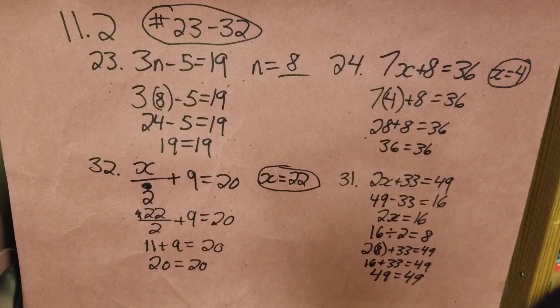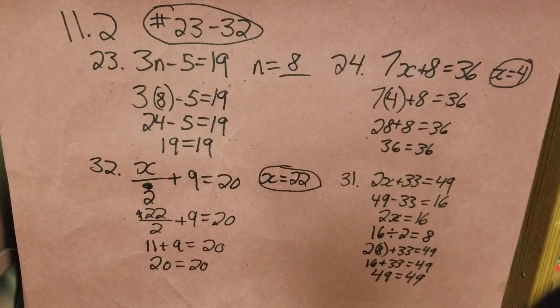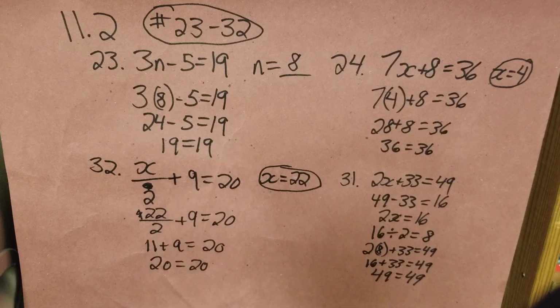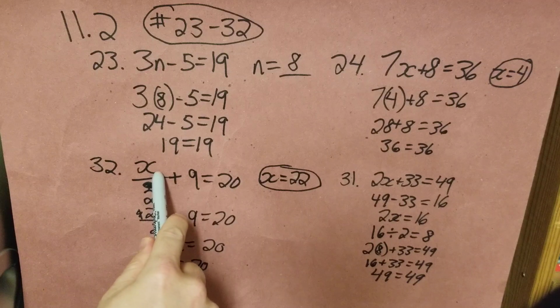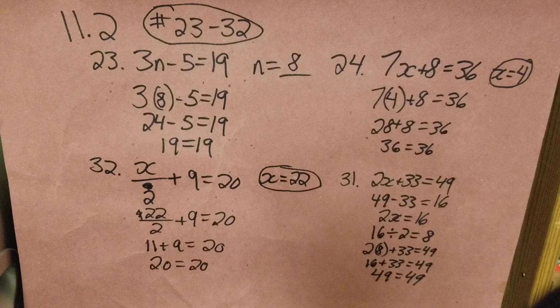Okay, let's do 2 more. Down here, number 36: x divided by 2 plus 9 equals 20. Now this is a little bit different, but again, I'm still going to be guessing. I have the answer there, but I'm guessing. Let's just say 10. 10 divided by 2 is 5. 5 plus 9 is 14. I've got to go higher. I don't want to pick an odd number because then I get a decimal, so I'm just going to guess even numbers.